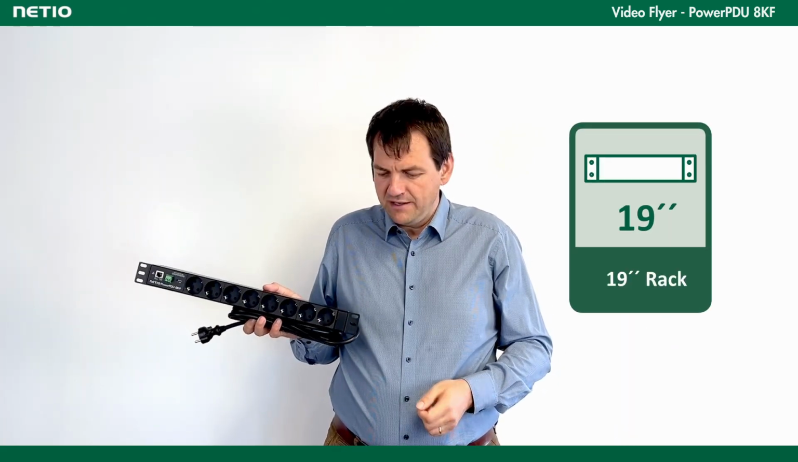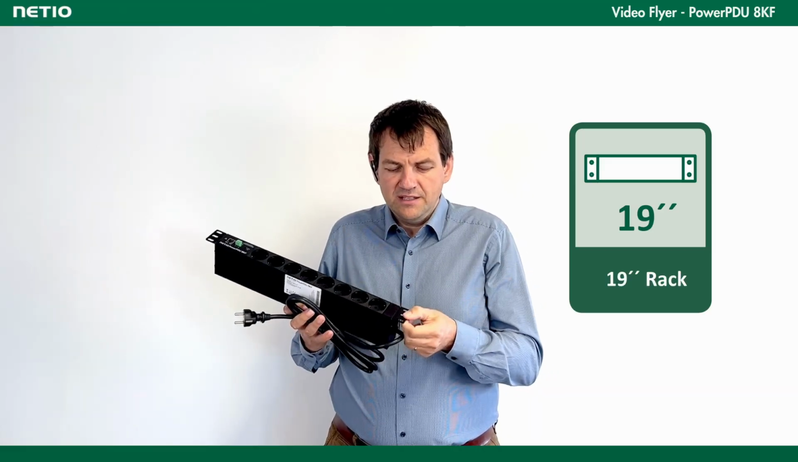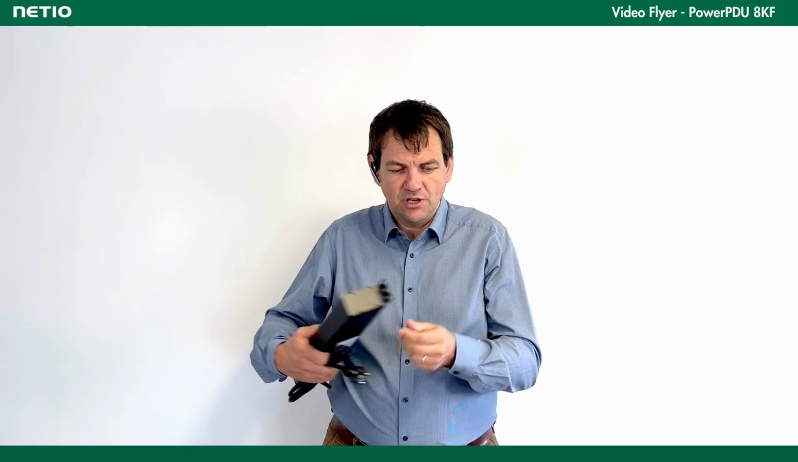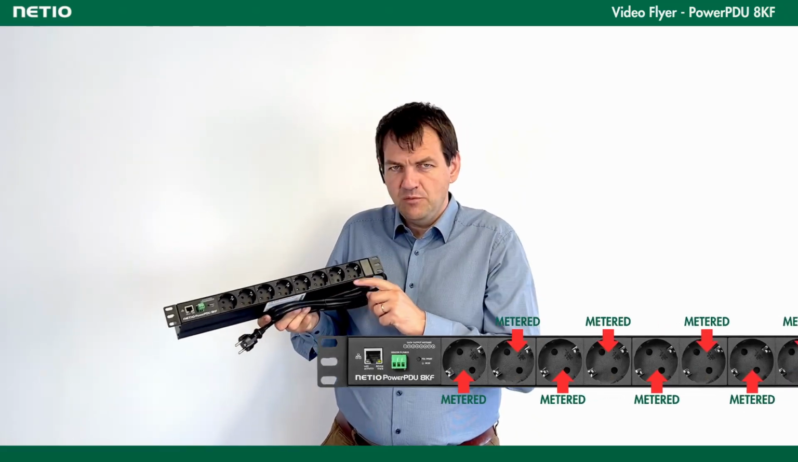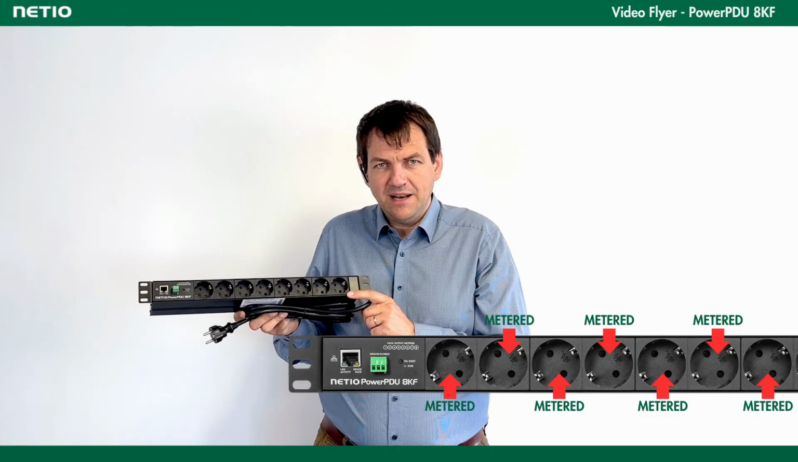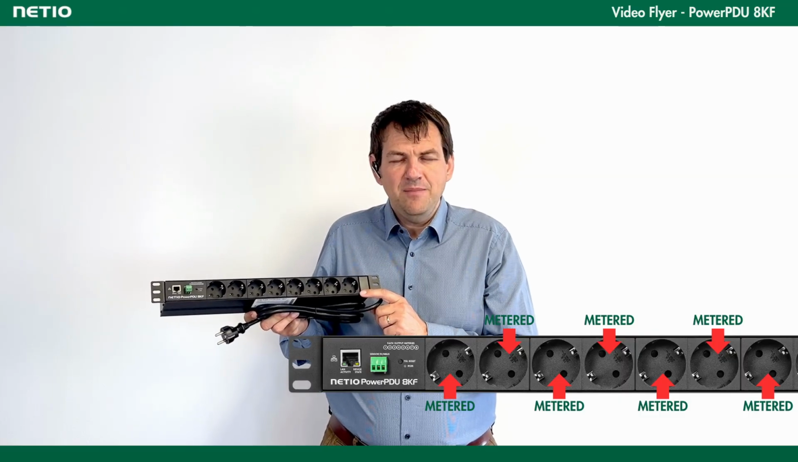PowerPDU 8KF is basically a 19-inch device. So the package includes the holders for standard 1U mounting. It has 8 outputs, and every one of these outputs is metered and can be switched. That's based on the name of this device, 8KF. The K defines that each one of these outputs is metered.